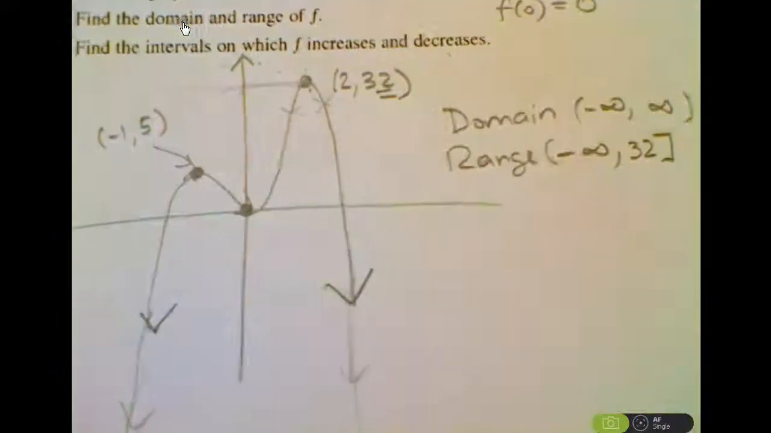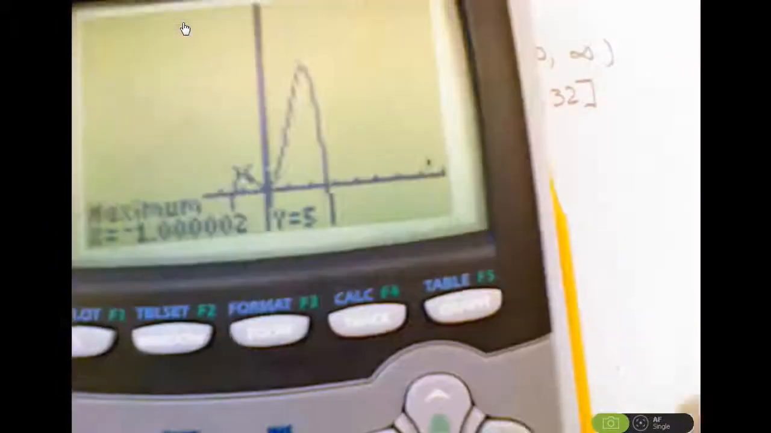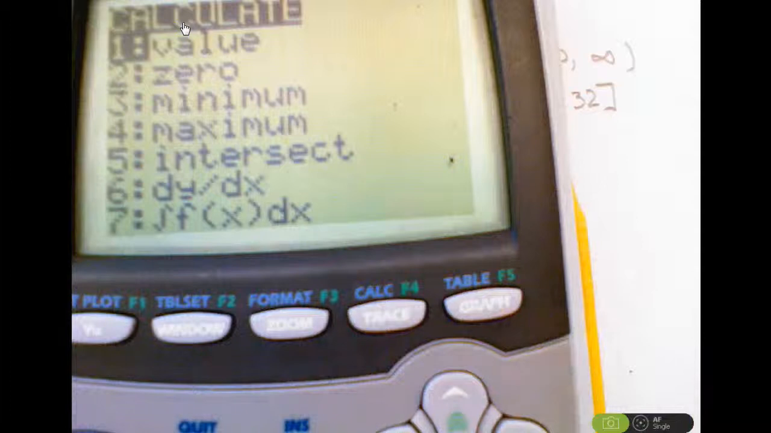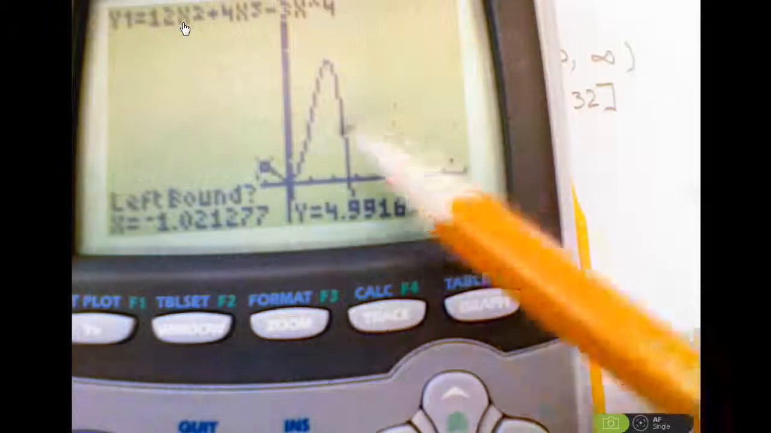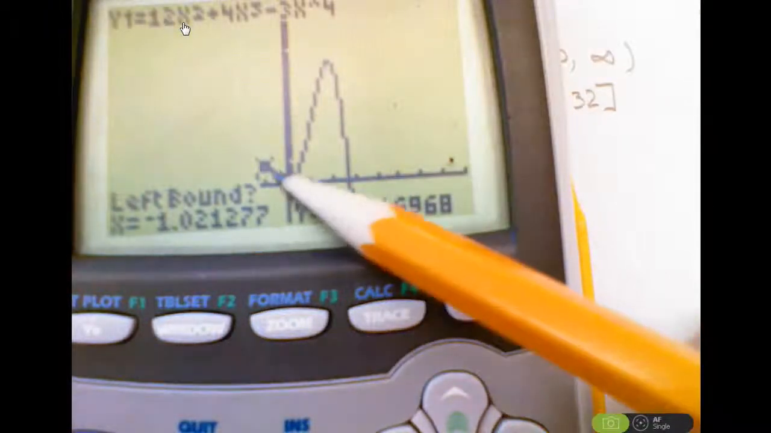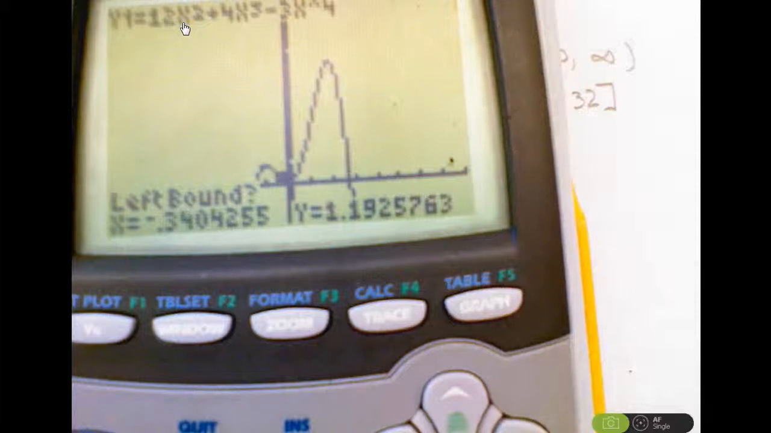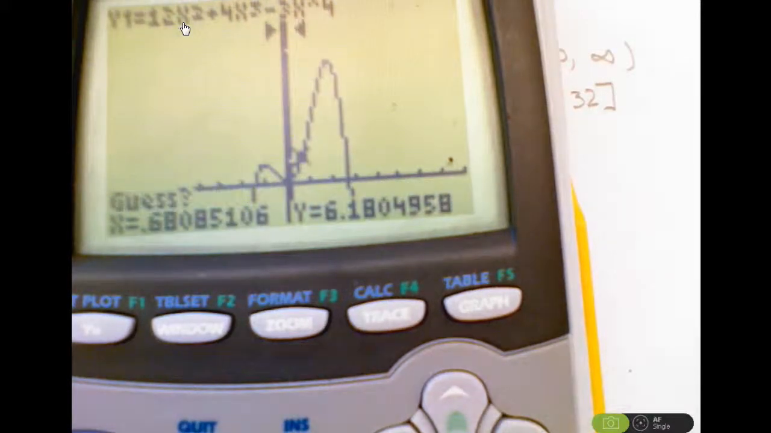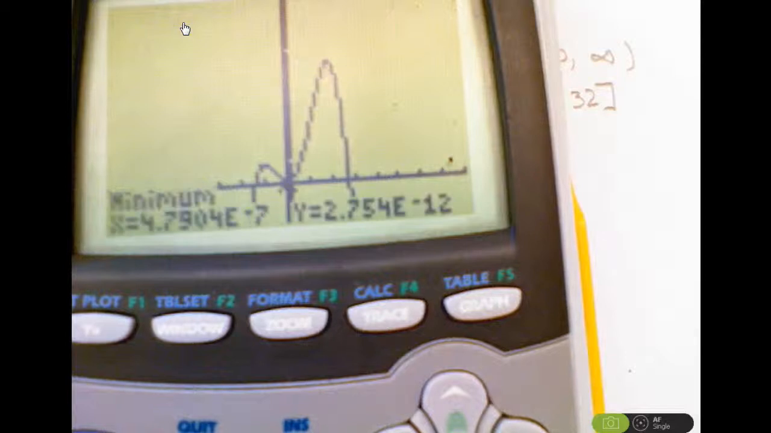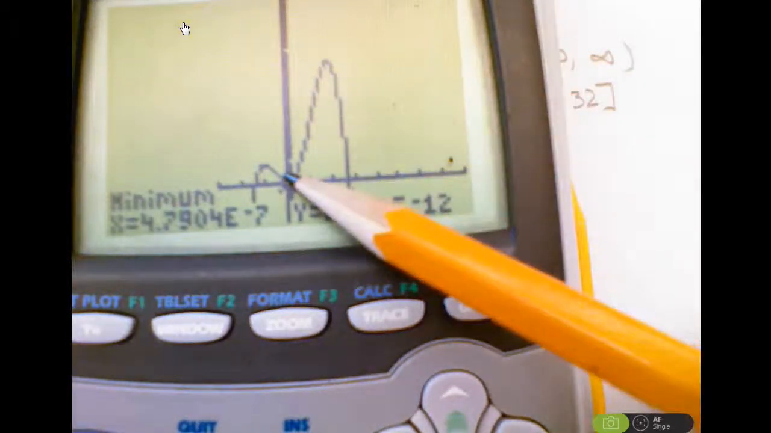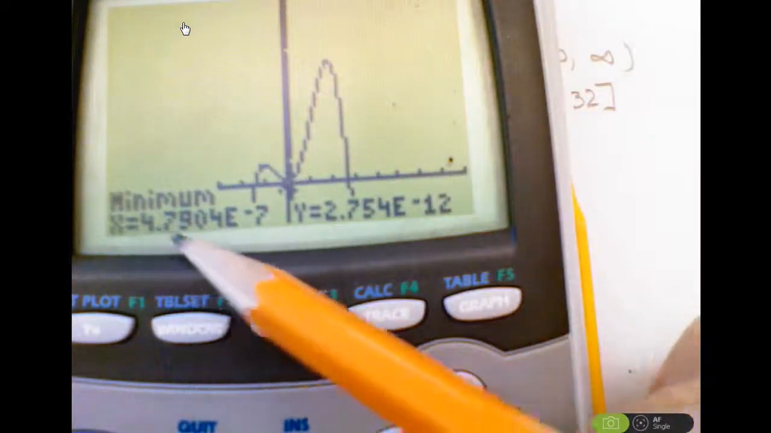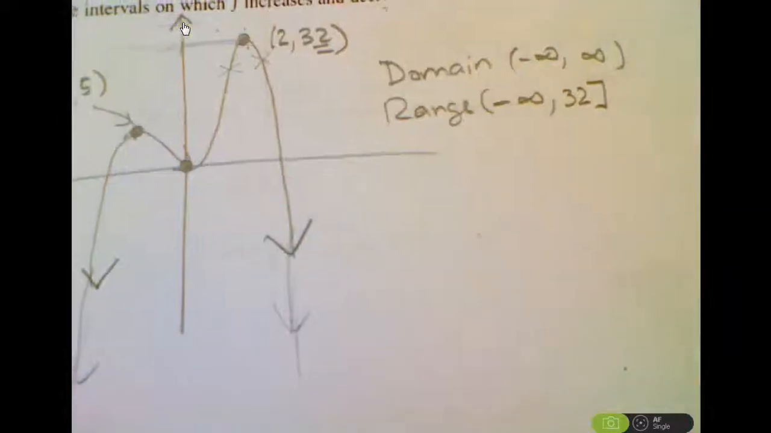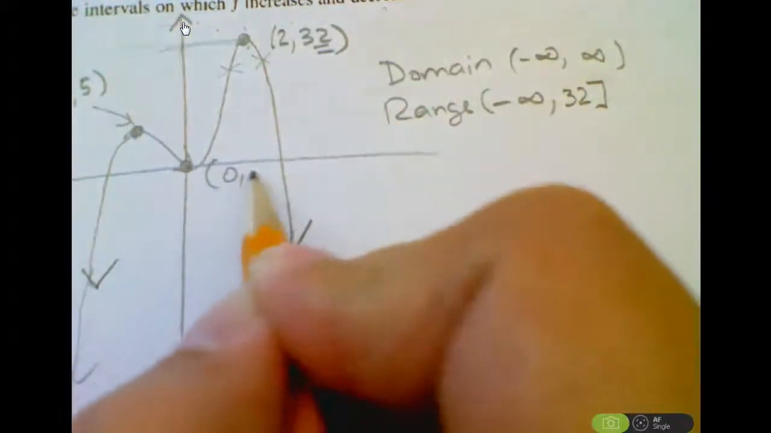And then the lowest point, for that I'm going to use minimum. So calc, now minimum, 3. So again, the calculator is going to ask me to be to the left of that minimum, maybe there, to the right of that minimum, maybe there, and then guess, leave it alone. And it's going to give me the coordinates of this small value. Now this is 4.7 times 10 to the -7. That is 0. So in here, the lowest will be (0, 0).